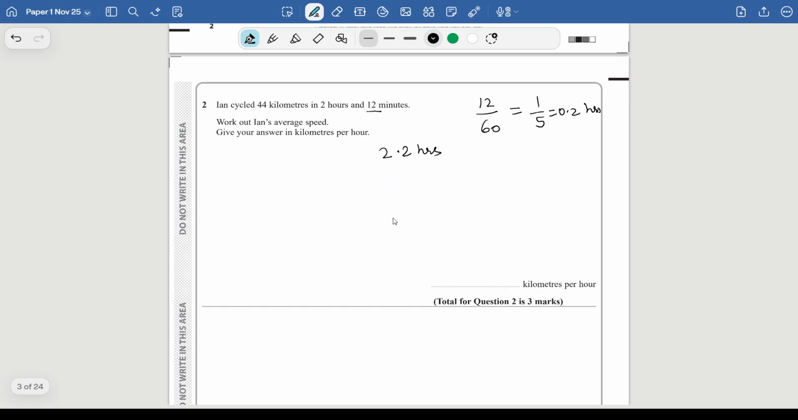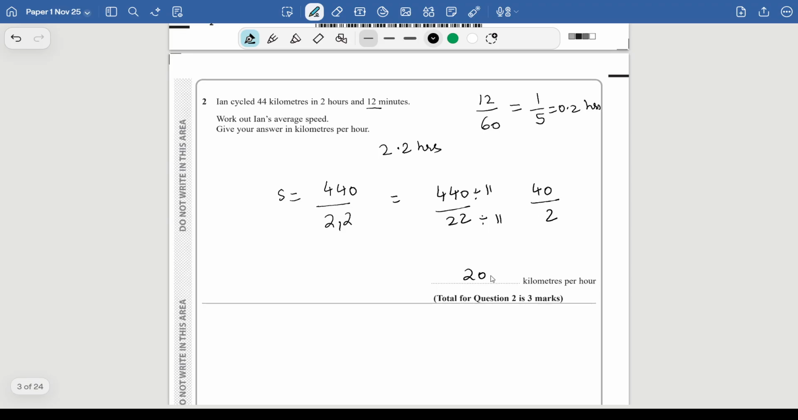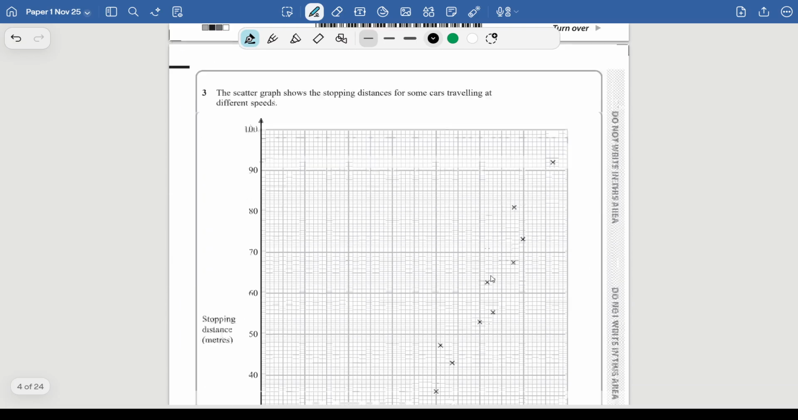So now that we have time in hours, and the distance is in kilometers, the speed will be distance divided by time. So 44 over 2.2. You can get rid of this decimal and include a 0 in the numerator to have 440 over 22. You can divide this by 11. So 11 goes in 40 times, and 11 goes in 22 2 times. Half of 40 is 20 kilometers per hour.